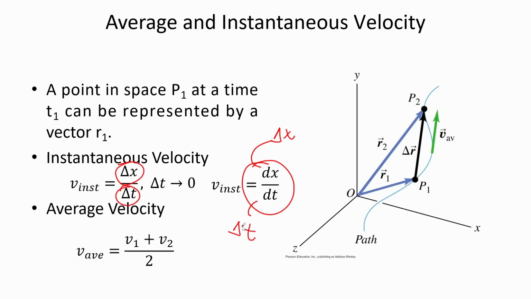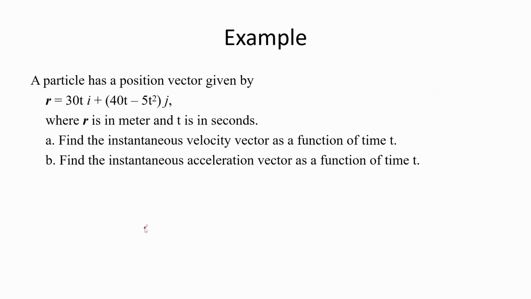Change in t. Okay. So very incremental. So the average velocity, as what we solved earlier, is simply the sum of two velocities divided by 2, if there are two points. That is the average velocity. Okay. To help us better, let's look at this example.